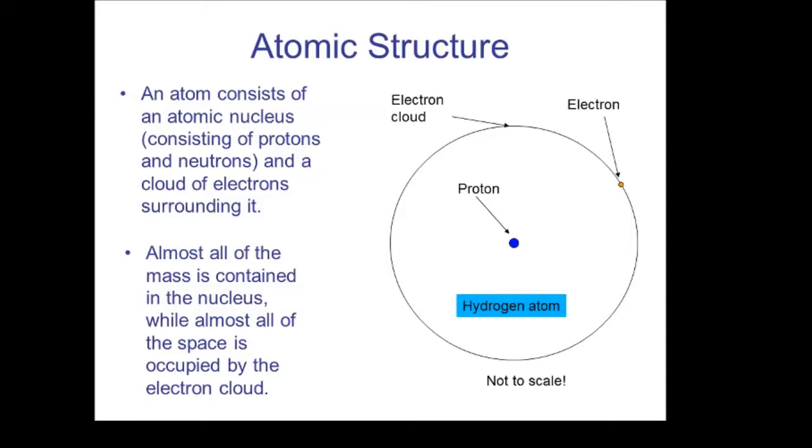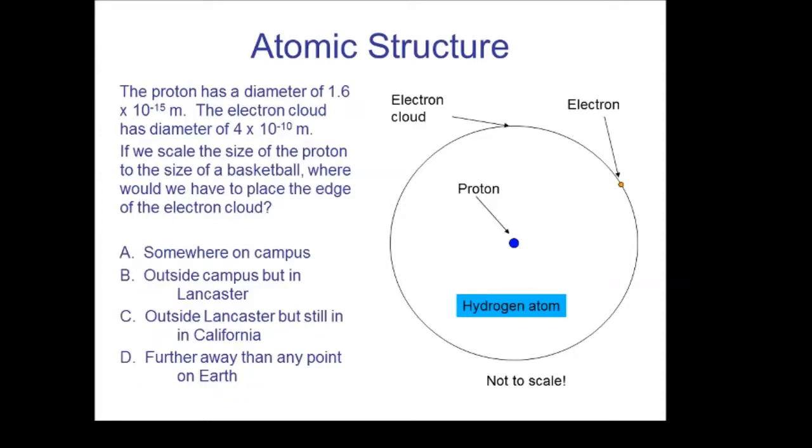Now, the picture I drew here is not to scale. Okay, the electron cloud is much too small. However, let me give you the numbers here. So this is a scaling question like we did in the very first chapter. The proton has a diameter of 1.6 times 10 to the minus 15 meters. The electron cloud has a diameter of 4 times 10 to the minus 10 meters.